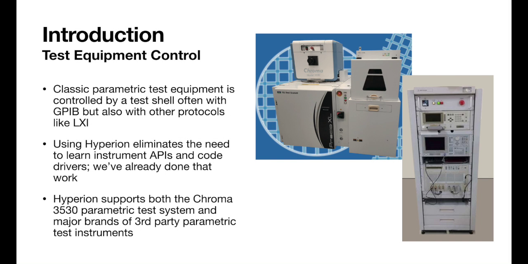Chroma supports a broad range of parametric measurement hardware, ranging from classic GPIB instruments to our Chroma 3530 parametric test system. All algorithms operate on all platforms, with only differences being defined by the original manufacturer's test specifications. Cross-vendor and cross-equipment operation is possible with the same code and test plans.